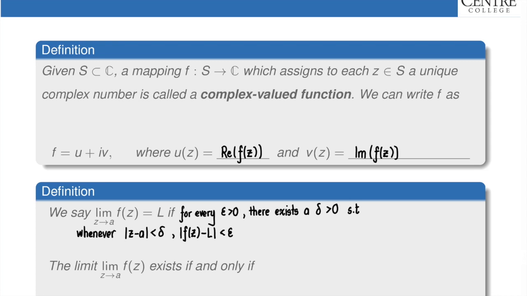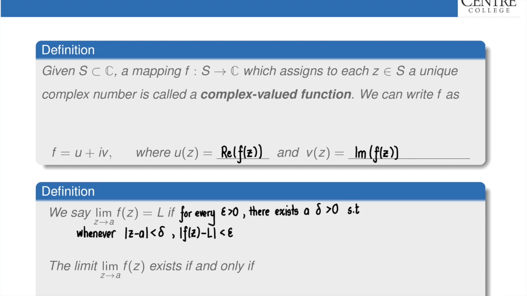Let me repeat that. For every epsilon greater than 0, we can find a delta greater than 0 such that whenever we pick any z that is in an open disk of radius delta centered at a, we know that f of z is going to be in an open disk centered at L with radius epsilon. We're going to come back to this definition in a second to tell you intuitively what this is saying.